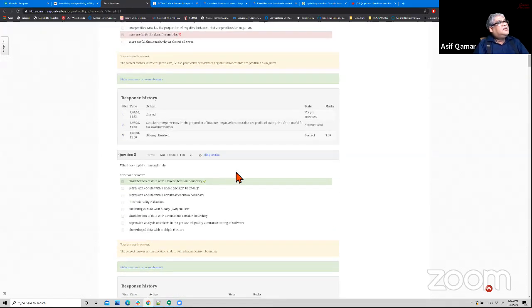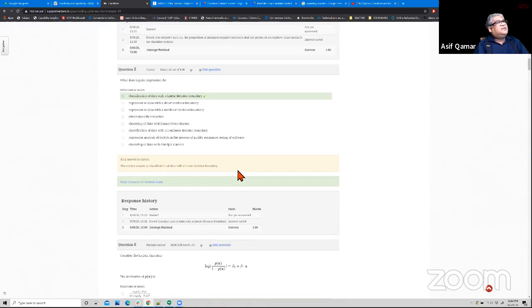The next is, what does logistic regression do? Well, it is obviously a process of classification of data with a linear decision boundary. I think most of you got this right.